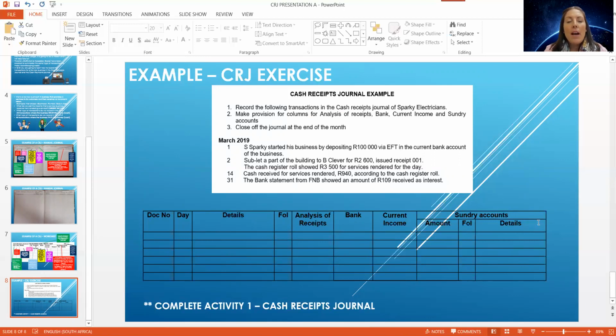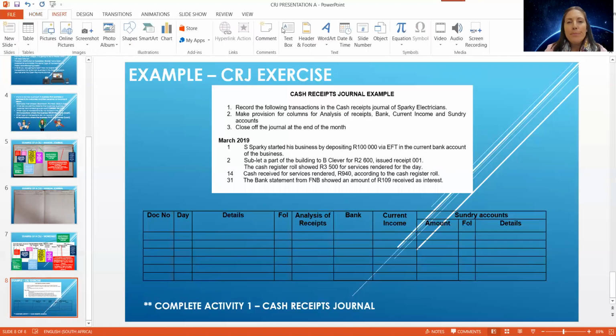You'll see that over here I've got a worksheet. Those of you working with the actual journal books, you will have to go and open those columns and prepare your columns for the exercise. And then they tell us to close the journal at the end of the month. Okay, so what month are we doing this CRJ for? For the month of March 2019.